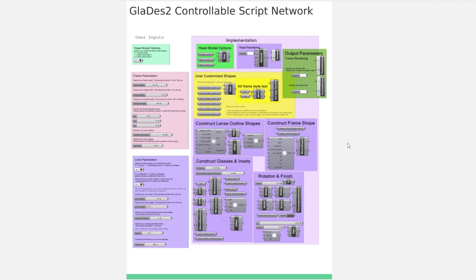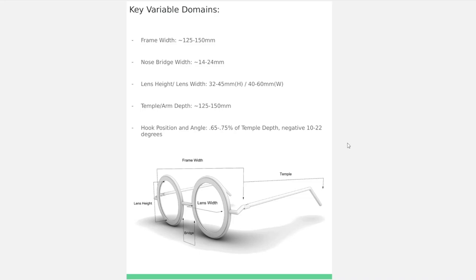The overall scripting network that we've developed allows us to link a number of specialty modules which handle input and output data and information between different key variables, and then on a user interface platform for easy control. Key variable domains are frame width, generally 125 to 150 millimeters, nose bridge width, which is 14 to 24 millimeters, lens height and width, which are 32 to 45 and 40 to 60 millimeters respectively. The temple and arm depths are 125 to 150 millimeters, and the hook position and angle, which are usually 0.65 to 0.75 of the temple or arm length, and then about negative 10 to 22 degrees.